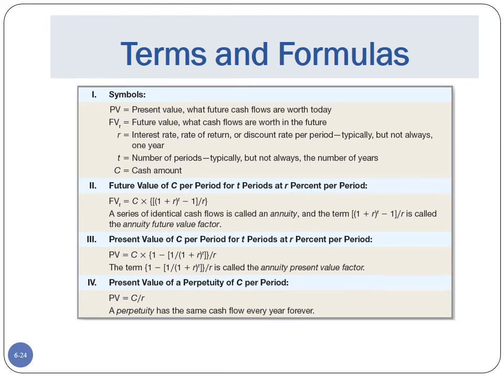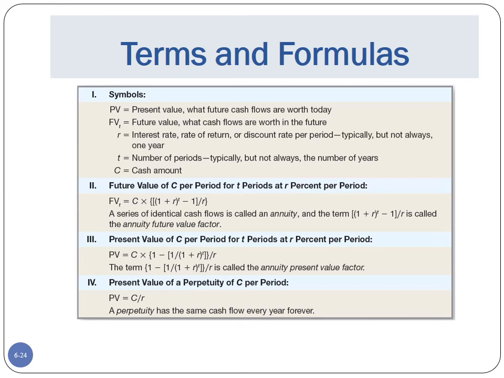This is our future value of an annuity, and the second term is called the annuity future value factor. So we have to know how much the cash flow is, how many periods, and what percent we're going to compound the cash flow. Present value is the same thing, except that we have something called an annuity present value factor, and we have to know again what the interest rate is going to be, so we can discount the future values.